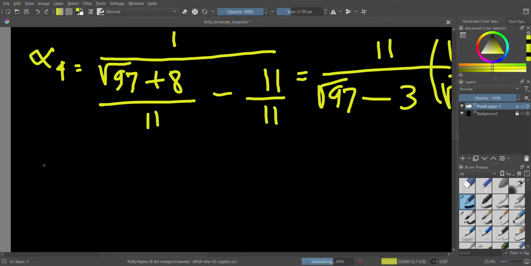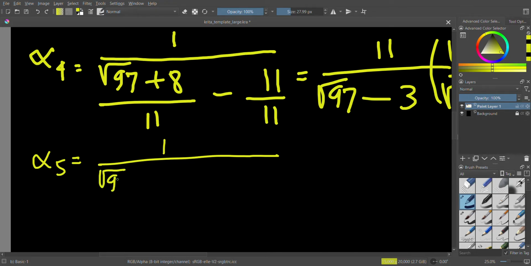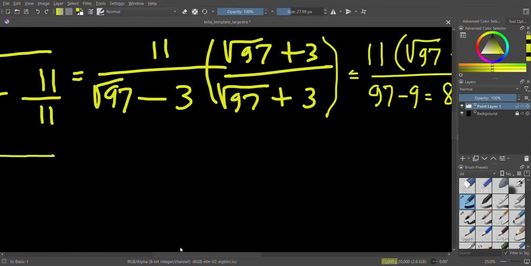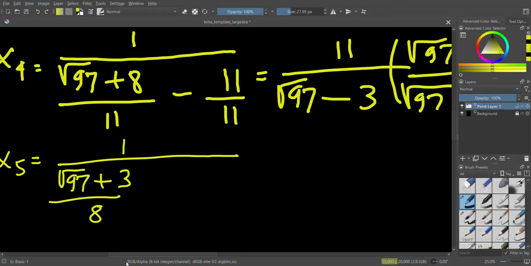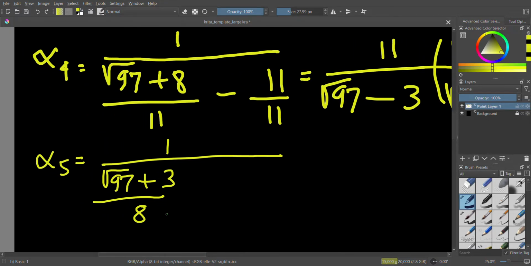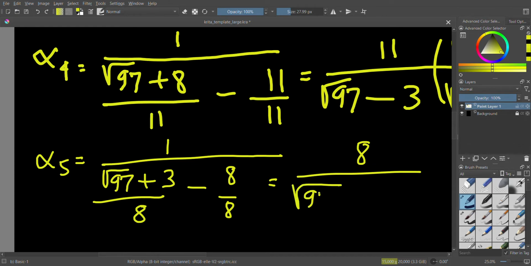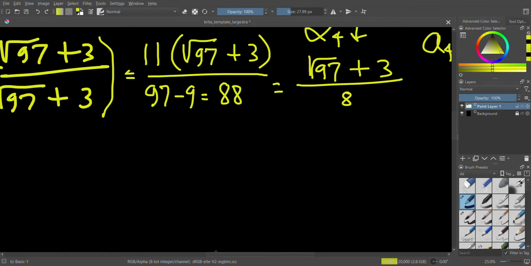And we're going to do alpha 5. Alpha sub 5 is 1 over alpha sub 4, which is square root of 97 plus 3 divided by 8, right? Square root of 97 plus 3 divided by 8, minus A4, and A4 is equal to 1. Okay, this leads to 8 over square root of 97 minus 5. That's alpha sub 5. Let's do the conjugate.